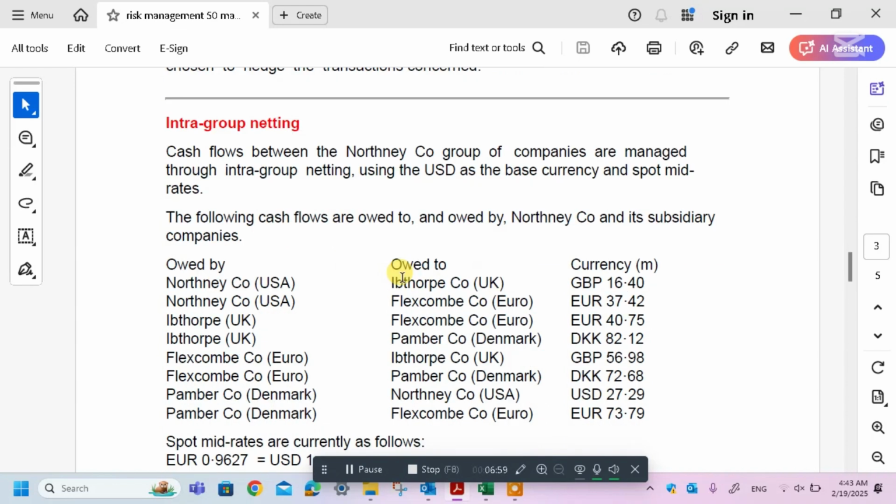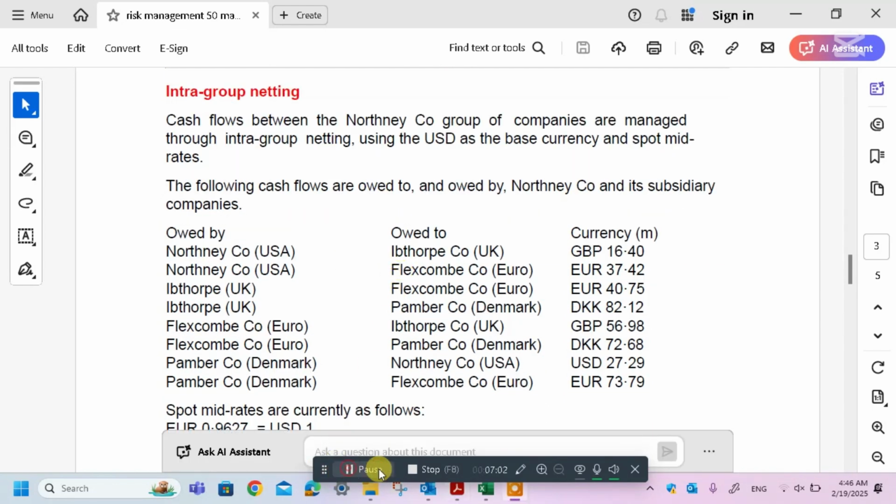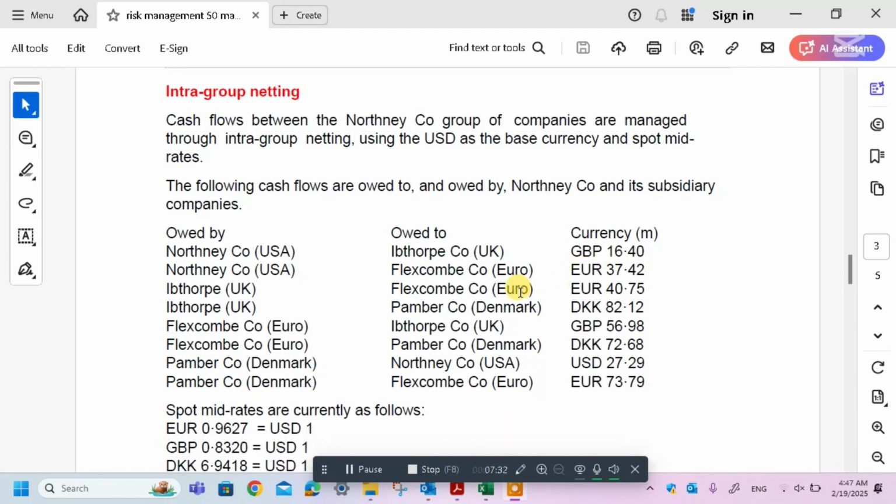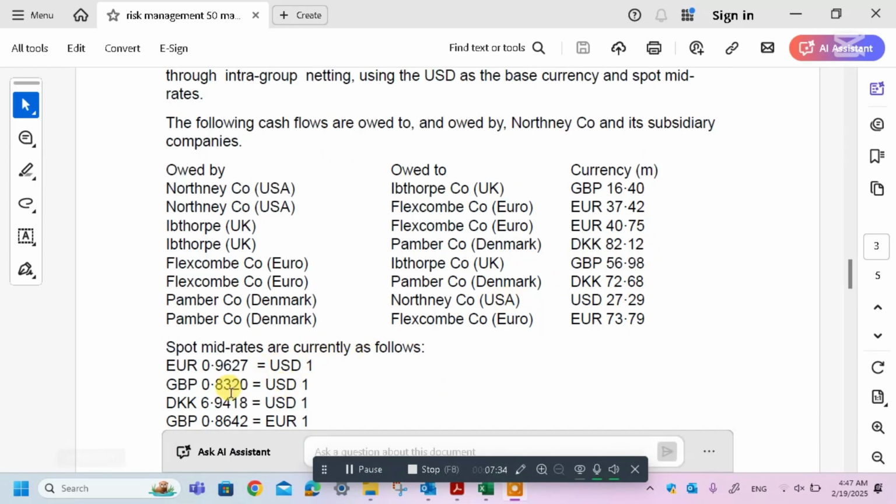Now exhibit 2, intra-group netting. Cash flows between Nothni company group of companies are managed through intra-group netting using the USD as the base currency and spot mid rates. The following cash flows are owed to and owed by Nothni company and its subsidiary companies: owed by, owed to, and the amount in millions of respective currencies. Spot mid rates are currently as follows.